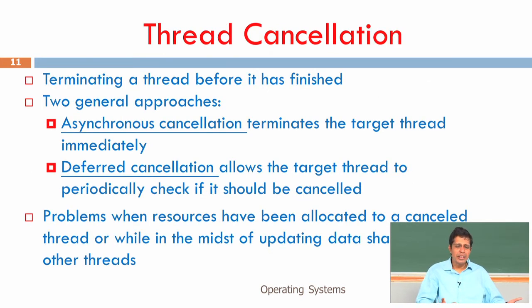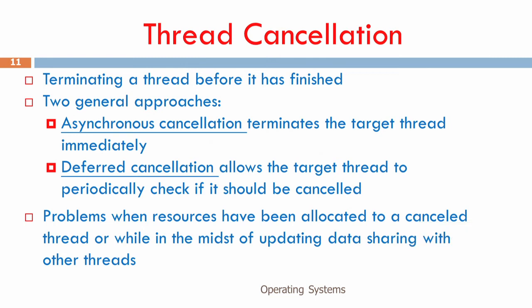Like how I could create a process and I could kill or terminate a process, I can also do a thread cancellation. I can terminate a thread; it can normally finish by itself, but it can also be killed. You could have asynchronous cancellation, which means it will terminate the target thread immediately. You could have a deferred cancellation, which allows the target thread to periodically check if it should be cancelled. The thread can itself go and check for itself.